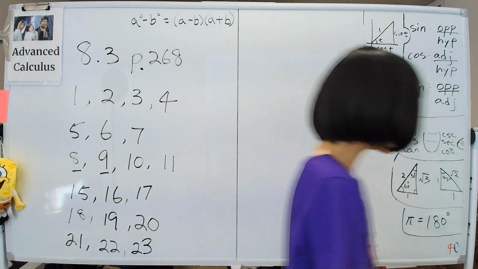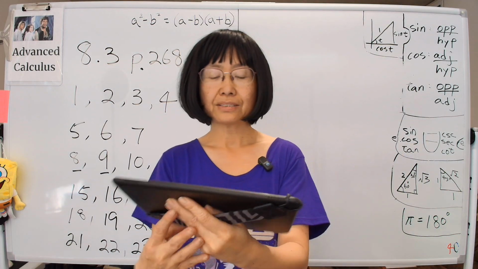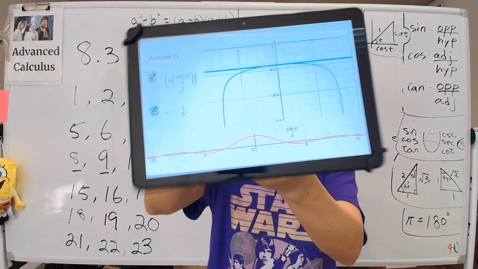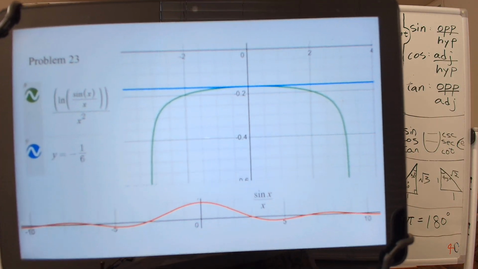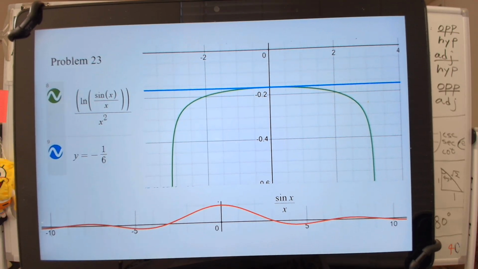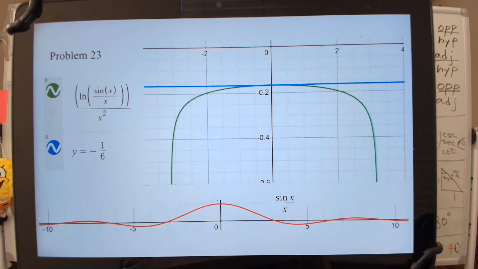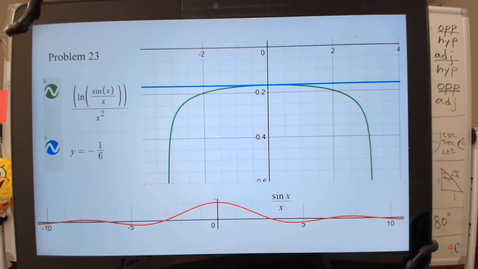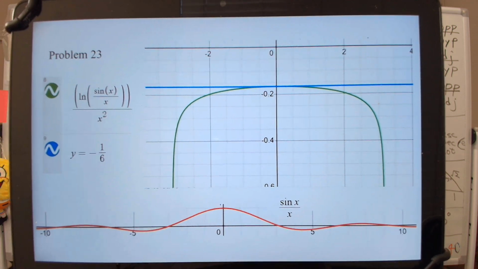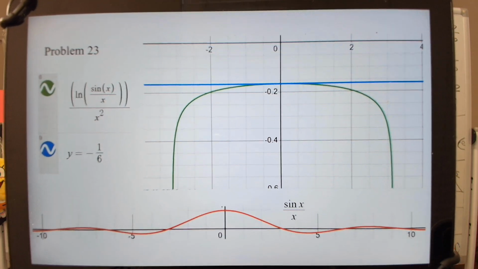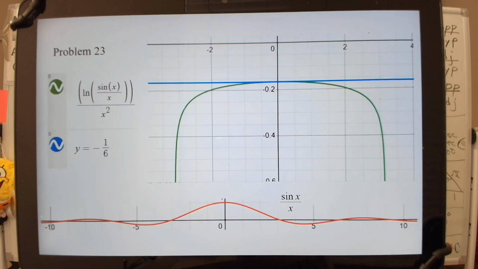And as always, I plotted it into the calculator. I plotted it right here. As you can see, the green line is the function, and the blue line is where it's going as x approaches, the answer, minus 1/6. As you can see, as x approaches 0, everything does approach minus 1/6 like it's supposed to. So my answer is confirmed to be correct. And so that is that.